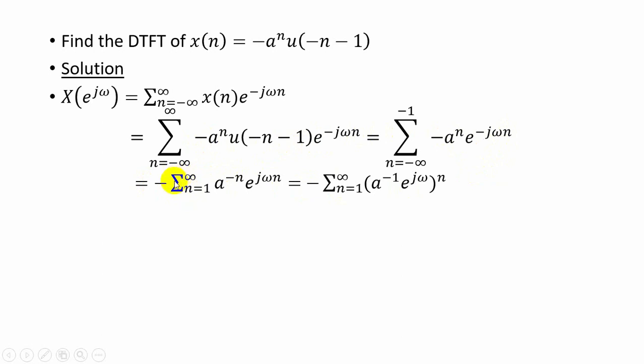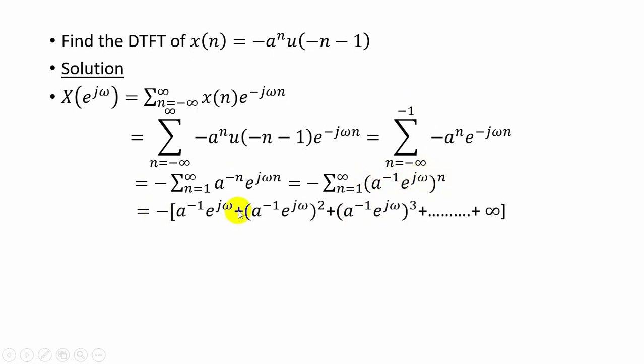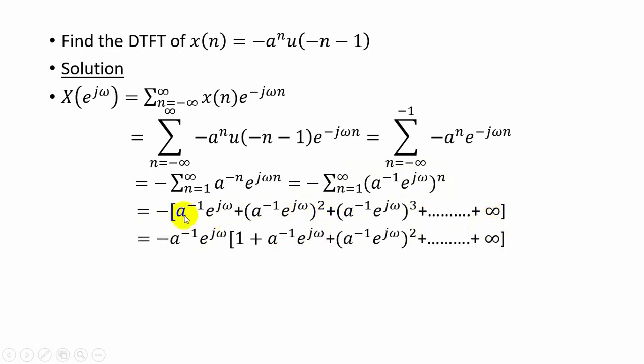We can rewrite this summation as n equal to 1 to infinity instead of minus infinity to minus 1, by changing the n value inside, that is a power minus n e power j omega n, which is equal to minus summation n equal to 1 to infinity. We can combine these two terms: a power minus 1 multiplied by e power j omega, the whole power n. When expanding this, with the minus sign, when n equal to 1, we get a power minus 1 e power j omega. When n is equal to 2, we get a power minus 1 e power j omega the whole square. Likewise up to infinity. In this step, we have taken a power minus 1 e power j omega outside.